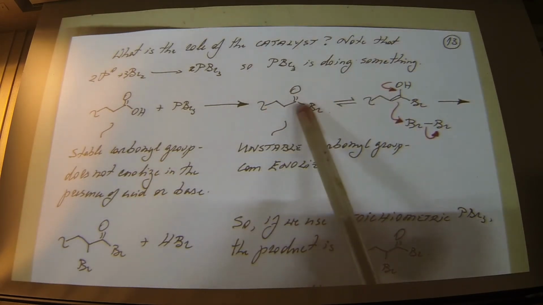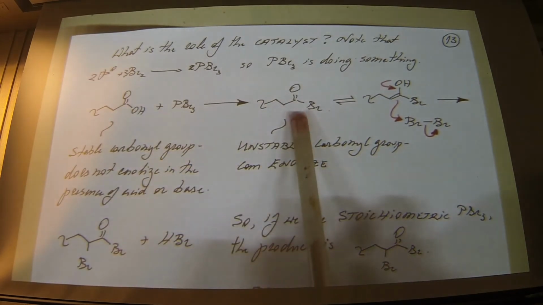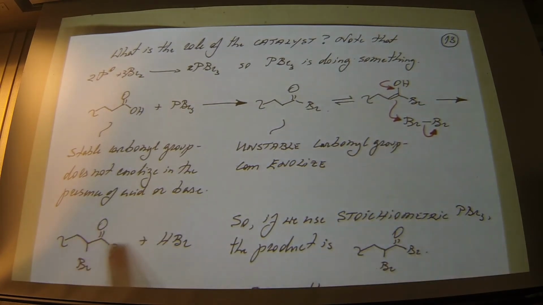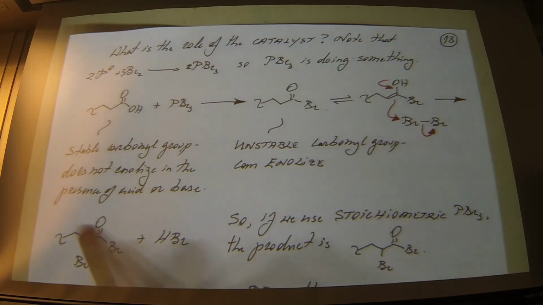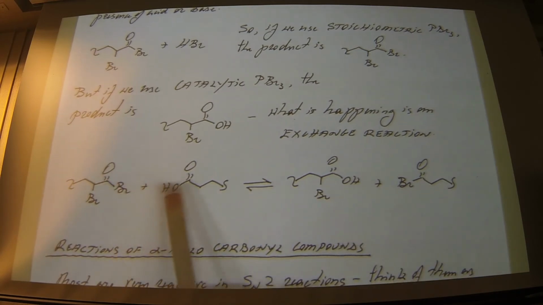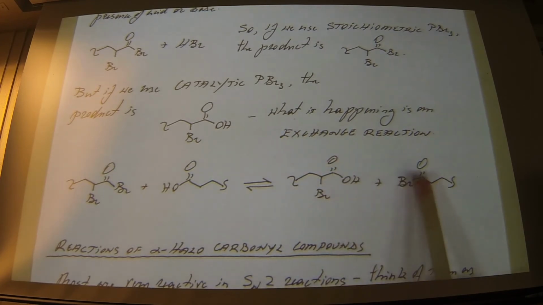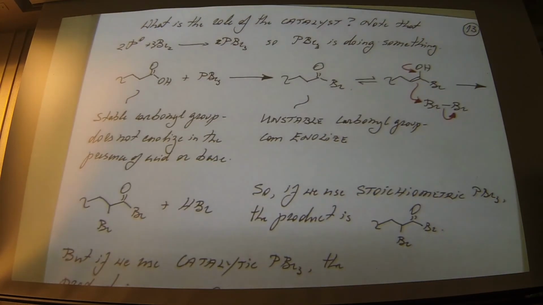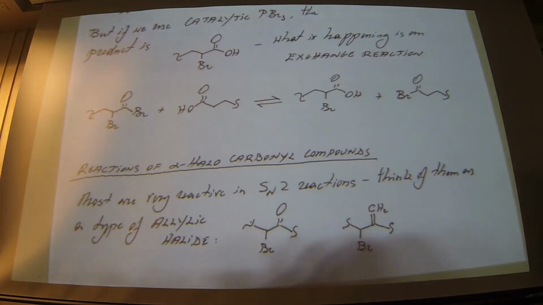You get the acid bromide. This doesn't enolize, that does. So this forms the enol. The enol undergoes bromination. Now you get a little bit of this, but this reacts with starting material in an exchange. Bromine ends up here, hydroxide ends up there. So there's your product, and there's your acid bromide. This is the same acid bromide that we had up here, and so the catalytic cycle continues. And so this is how you get alpha bromo carboxylic acids.